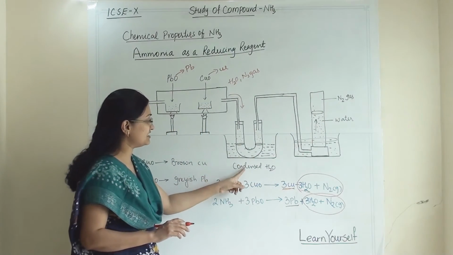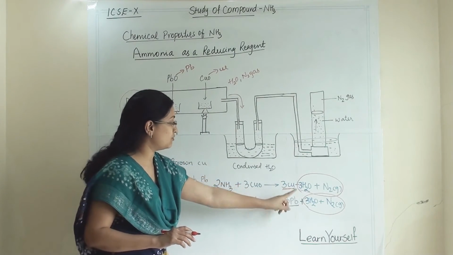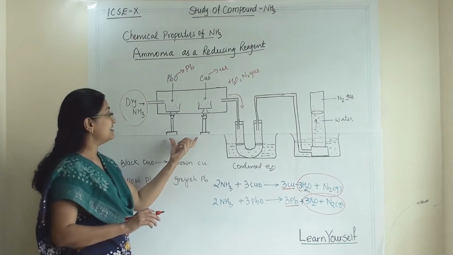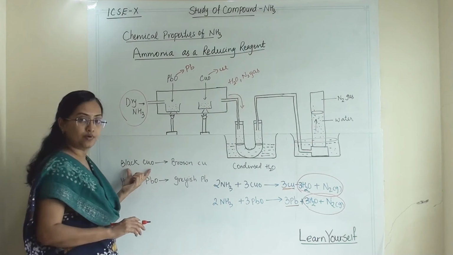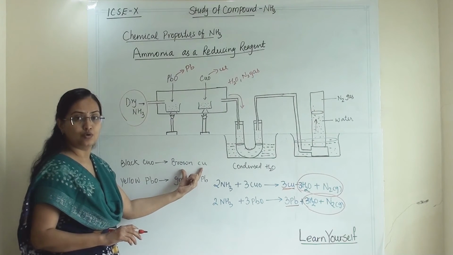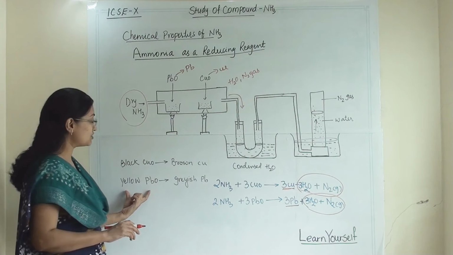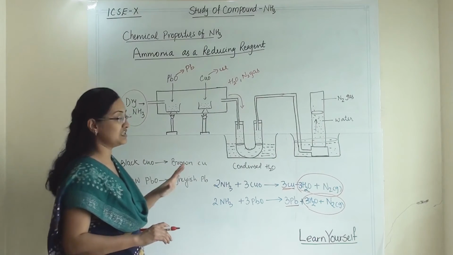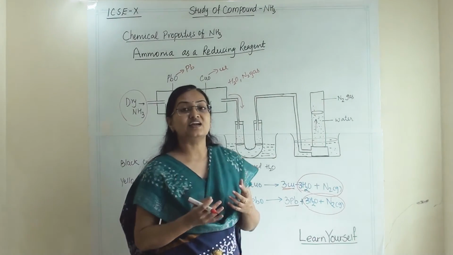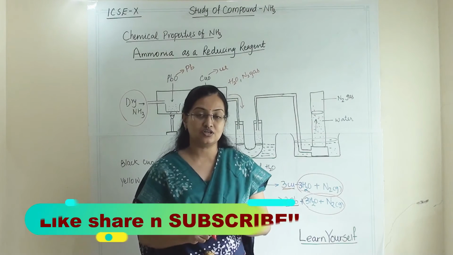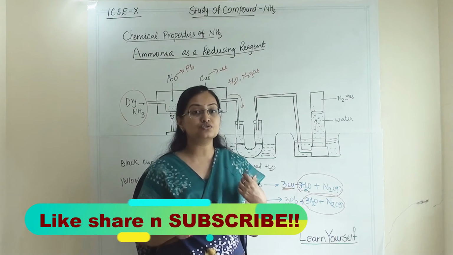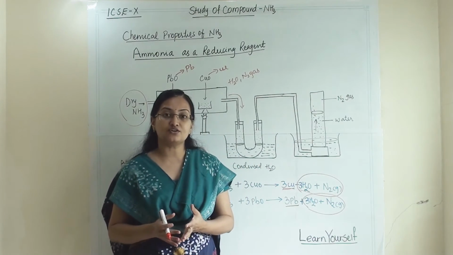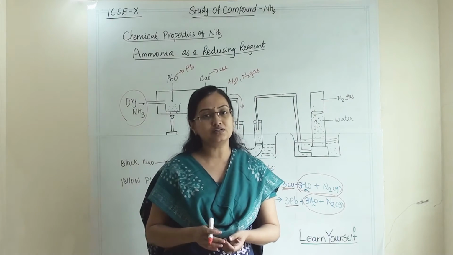So here we are collecting water, whatever we are getting from the equation, and here we are collecting the nitrogen gas. At the end of the reaction, the black copper oxide will convert into brown copper, and the yellow lead oxide will convert into grayish lead. So in this reaction we can say that ammonia is acting as a perfect reducing reagent. With the help of ammonia we have reduced two oxides, lead oxide and copper oxide. This is the effect of ammonia as a reducing reagent.